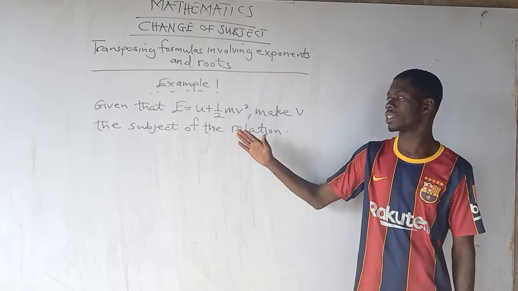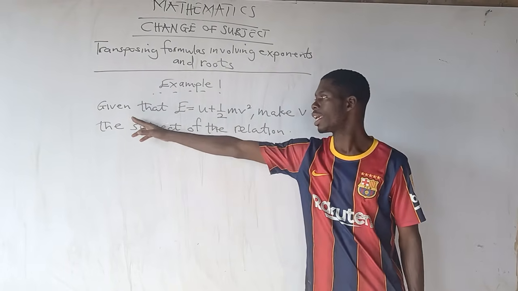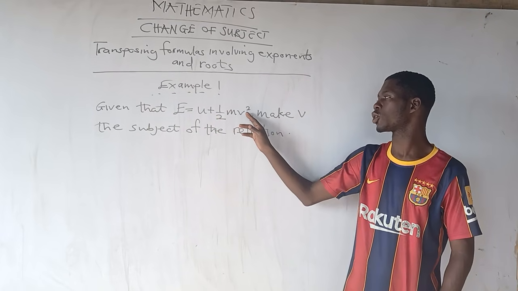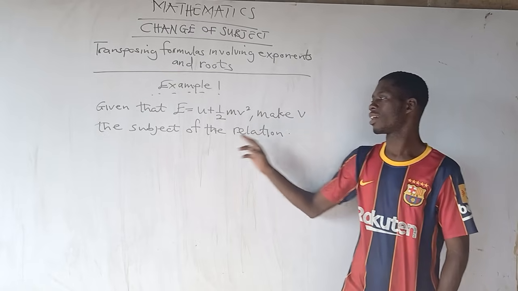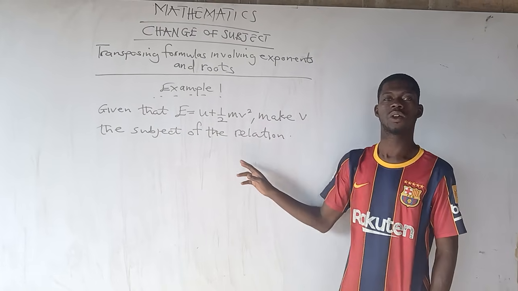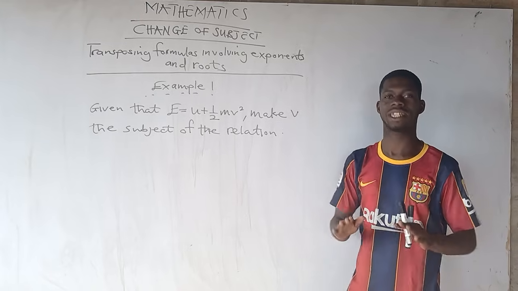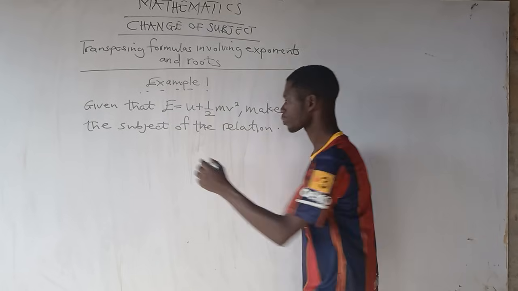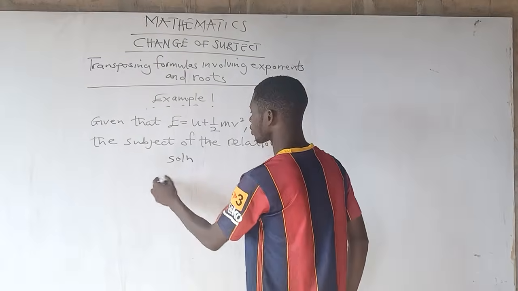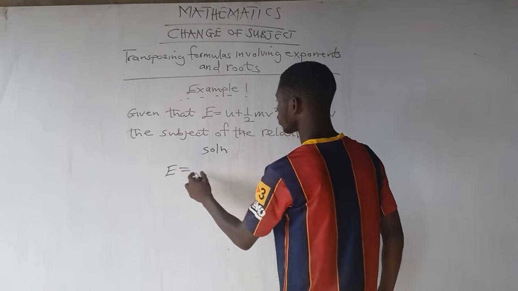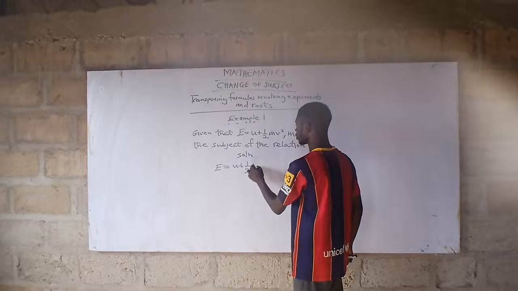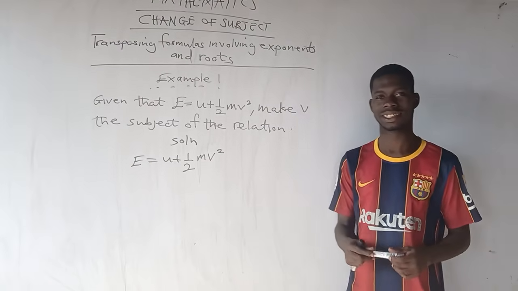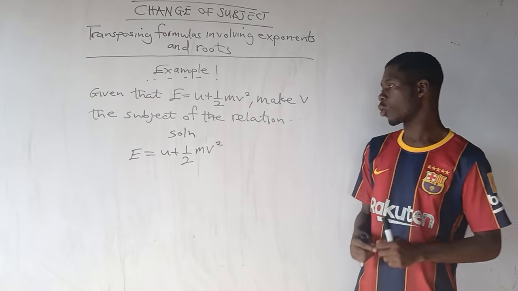Okay, so this is the first example. It says, given that E equals U plus half mv squared, make V the subject of the relation. So we are making V the subject of this relation. Okay, so let's start solving. Good. So that's the question, right? That's the question. So we are making V the subject.